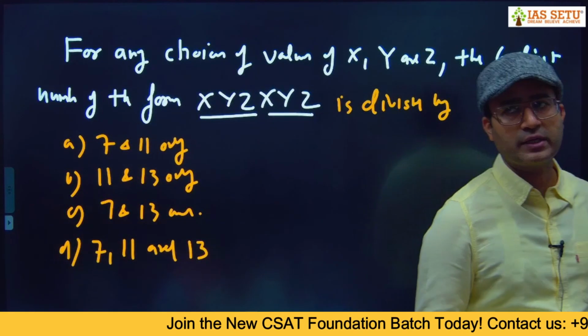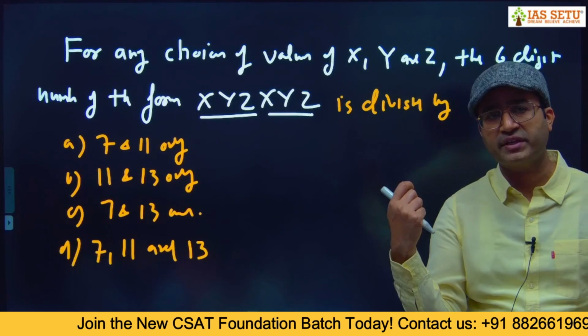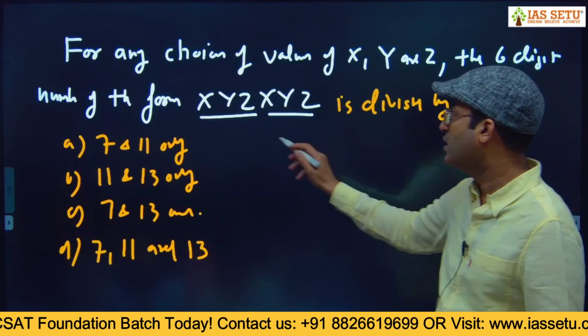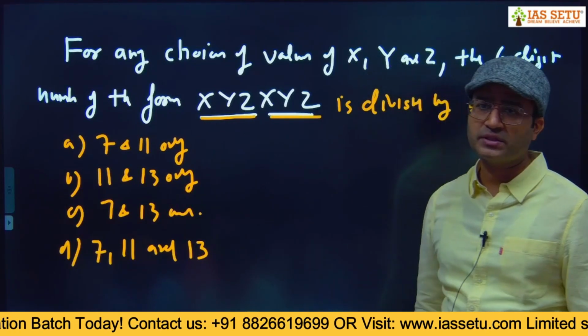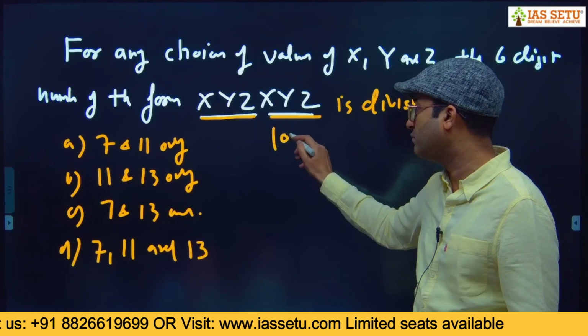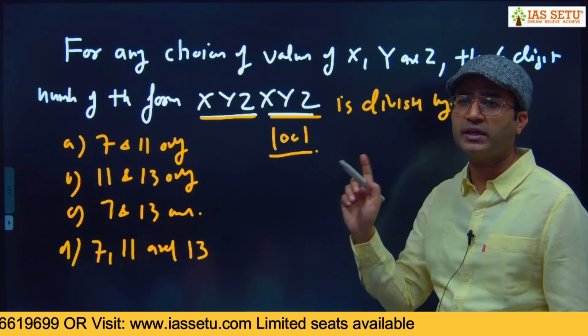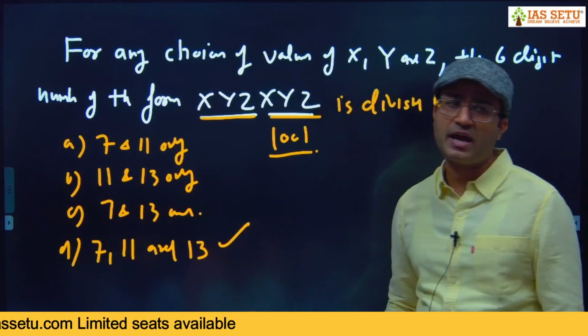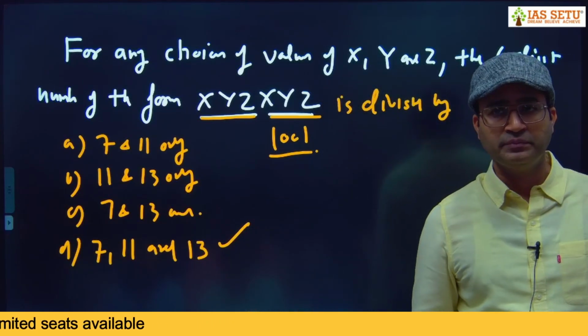And the students who were aware of this concept took only 2 seconds to mark the answer. Any 6-digit number which is in the form of ABCABC or XYZXYZ is always a multiple of 1001. This type of number is a multiple of 1001. That's why this type of number is divisible by 7, 11, 13.